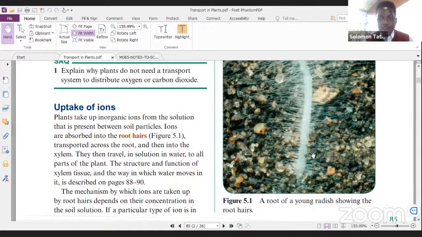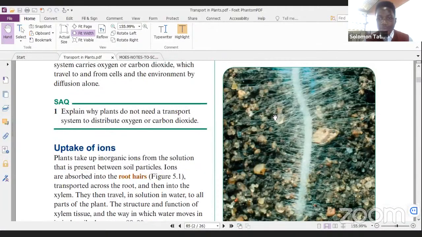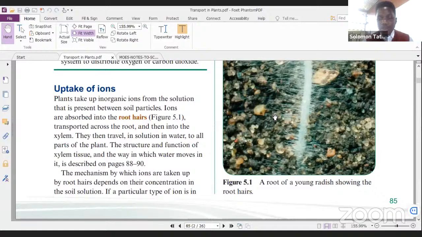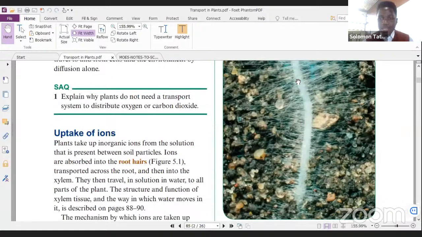Here is a picture of a root hair, okay? A young root showing its root hairs. This is how they expand all over into the soil. So it's a good picture to look at, and it will help us answer a couple of questions. Okay, there is a food for thought here. I've highlighted it.